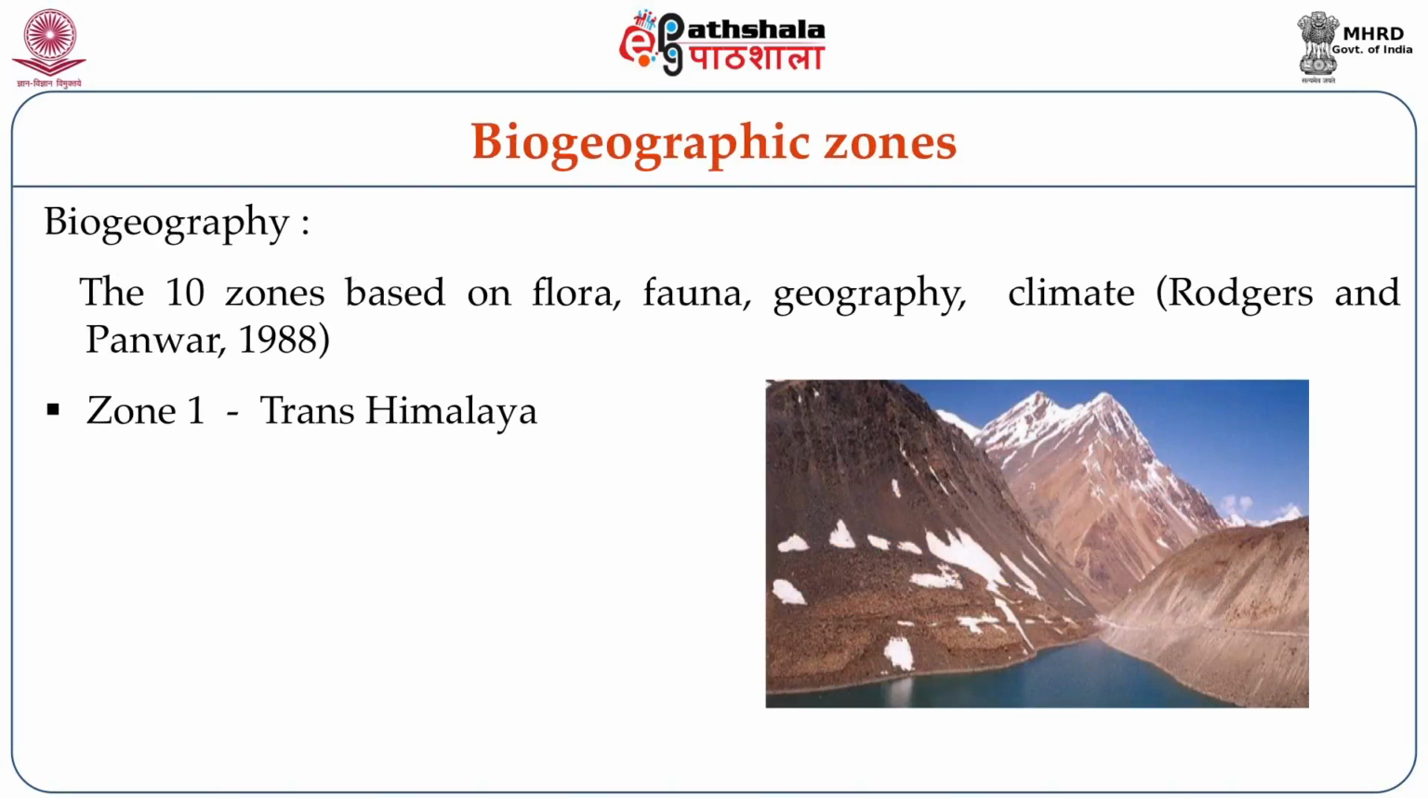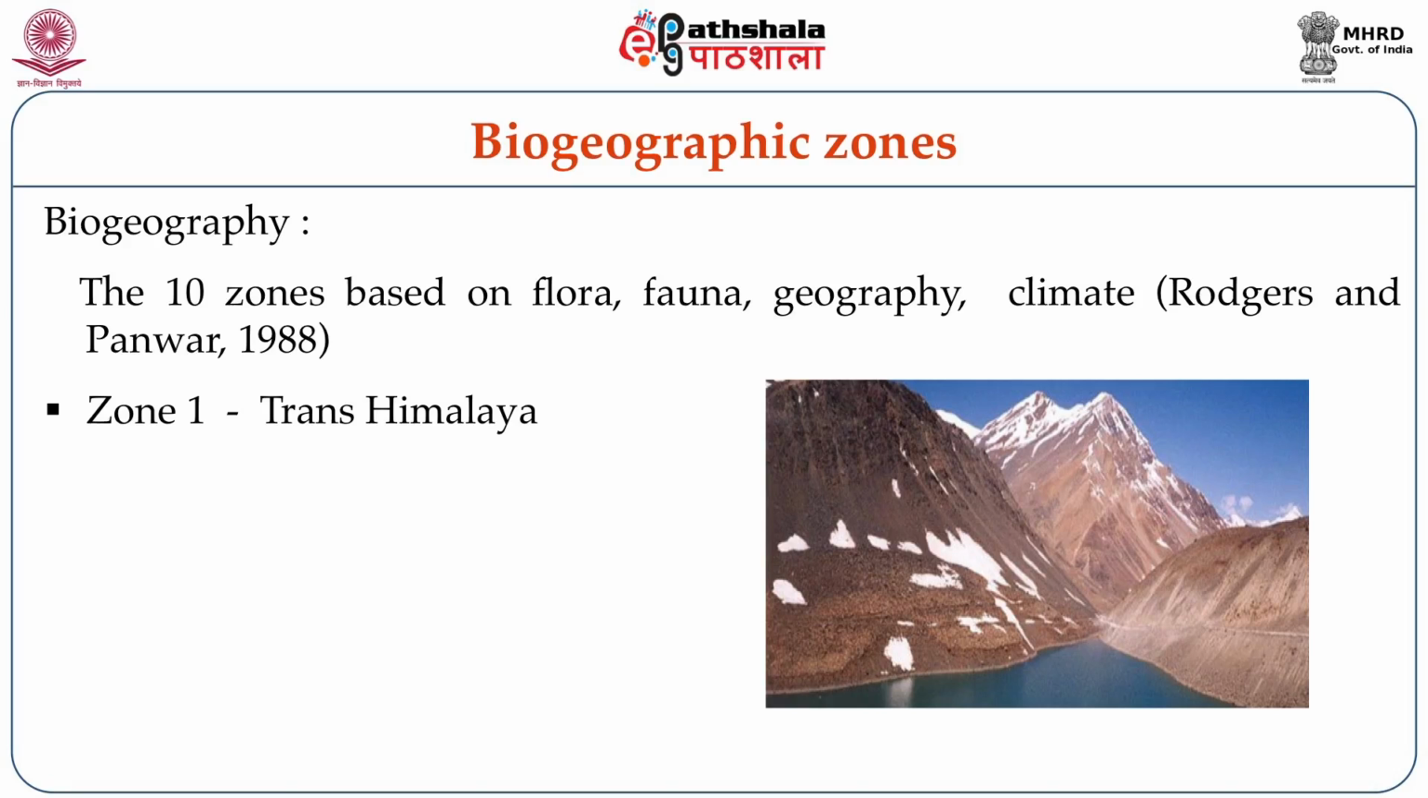And therefore, within our own country, we have 10 distinct biogeographic zones. These zones were first talked about by H.S. Pawar and W.A. Rogers of the Wildlife Institute of India, who talked about zones being based on flora, fauna, geography, climate, and so on. And so we have 10 major biogeographic zones in our country.